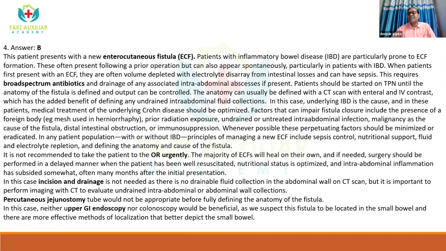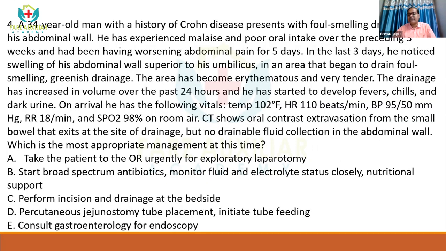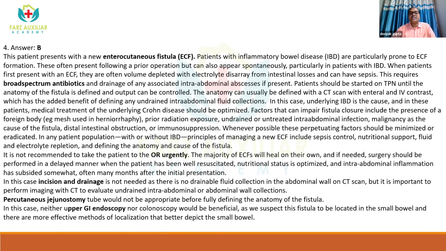So B was the correct answer, in which they mention that you have to start broad spectrum antibiotics, electrolytes and nutritional support. The patient should be started on TPN until the anatomy of the fistula is defined and output can be controlled. The anatomy is usually defined by CT scan with enteral and IV contrast, with an added benefit of defining any undrained intra-abdominal fluid collection. In this case, the underlying IBD is the cause, and treatment of the underlying Crohn's disease should be optimized.